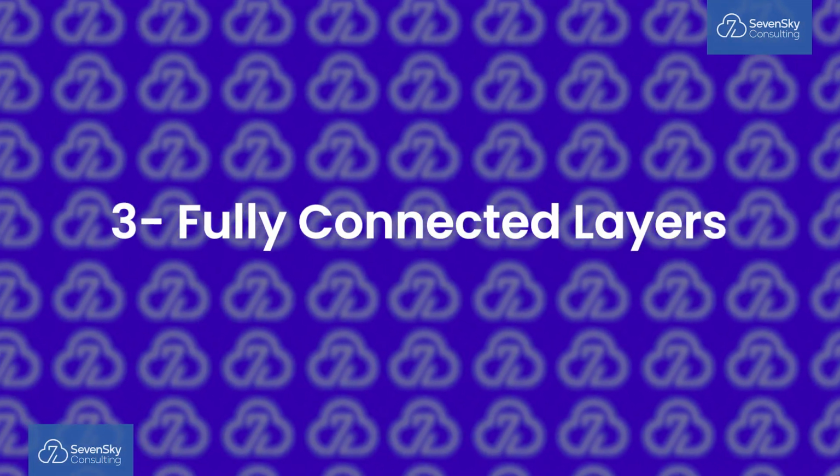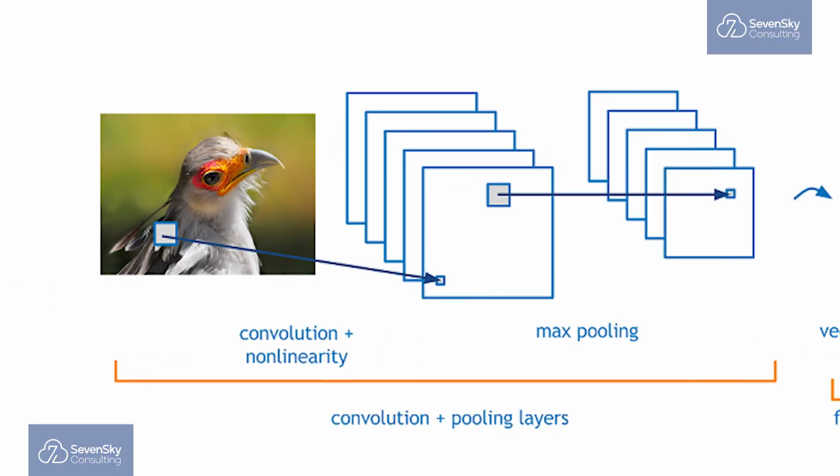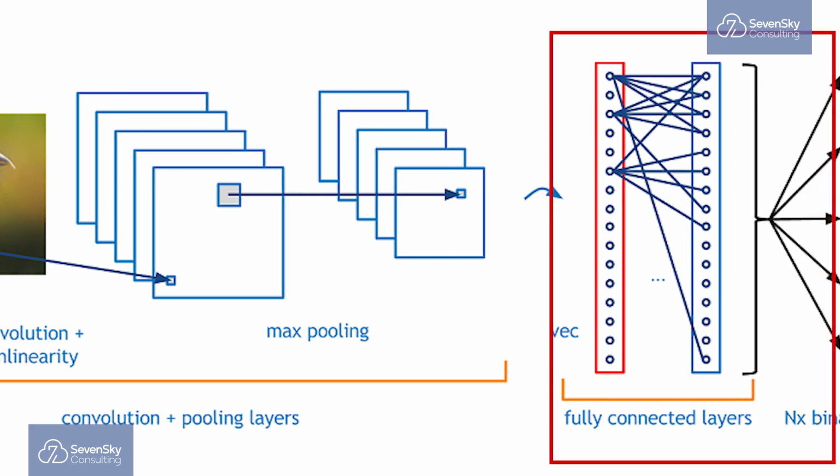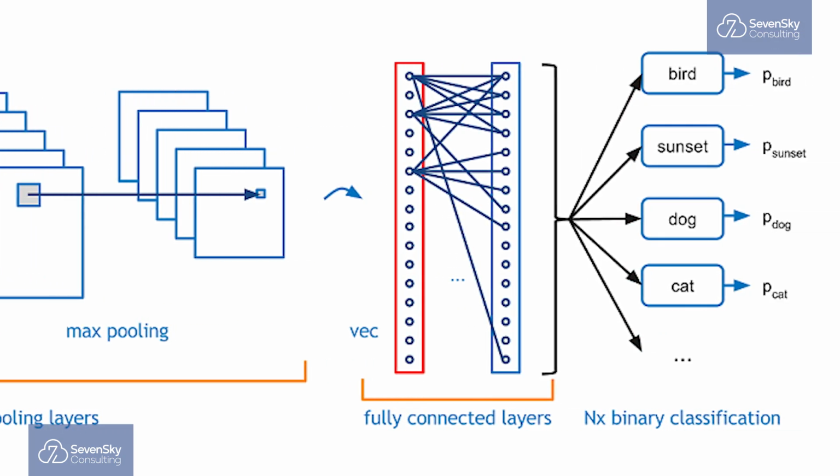3. Fully connected layers. After a series of convolution, pooling operations, and some mathematical operations, the output is flattened and passed through one or more fully connected layers. This part is the same as the layers in NN, to make the final predictions.